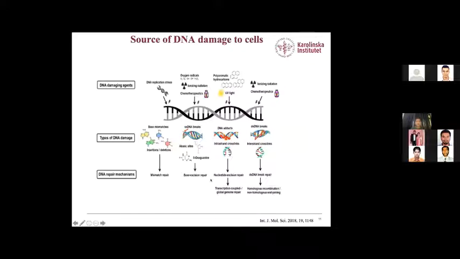Here, nucleotide excision repair plays the important role, and it could be transcription-associated or global genome repair. And then we have double strand break repair, which mainly goes through two different pathways, either homologous recombination or non-homologous end joining.